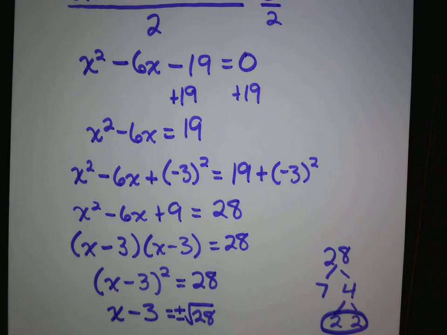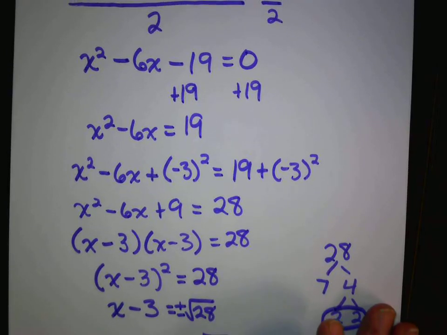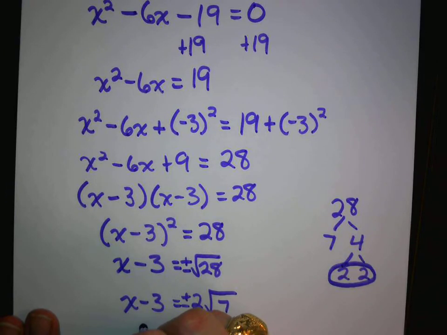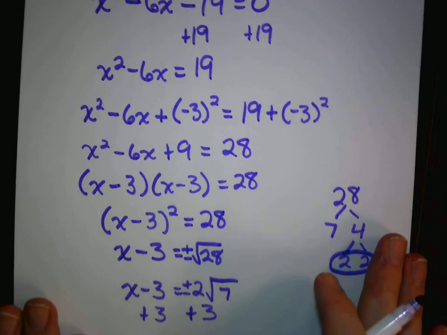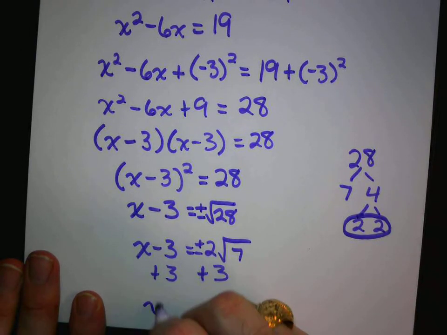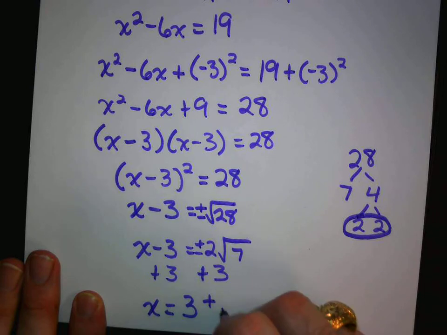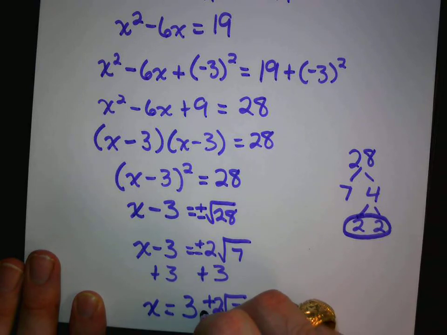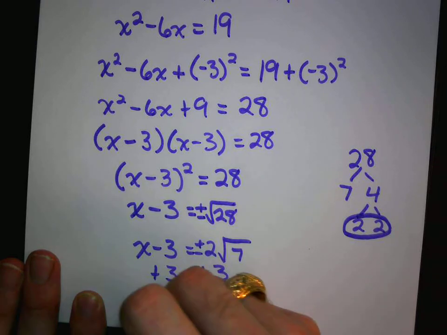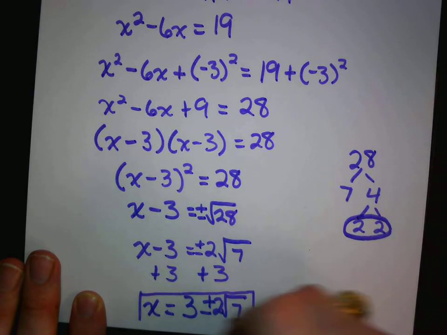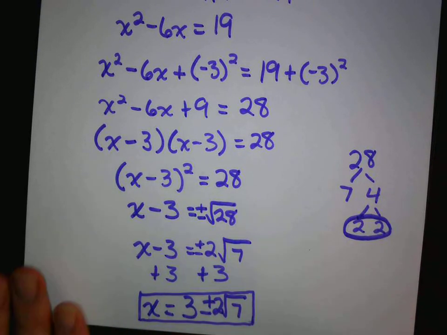And I want to solve for x, which is pretty simple at this point. I add 3 to both sides. And I find out that x will equal 3 plus 2 times the square root of 7, or 3 minus 2 times the square root of 7, which is exactly the same answer I got from the quadratic formula.